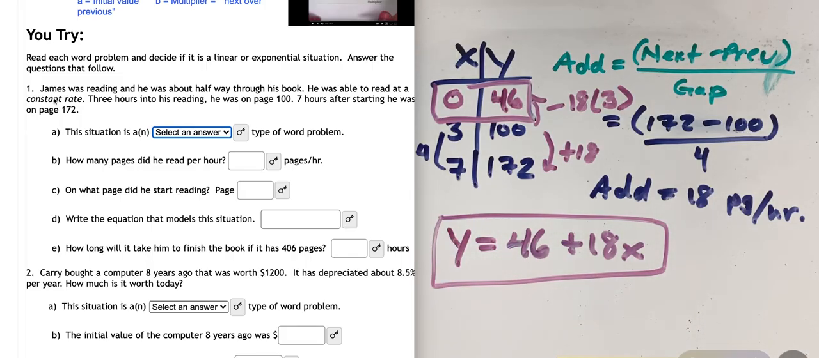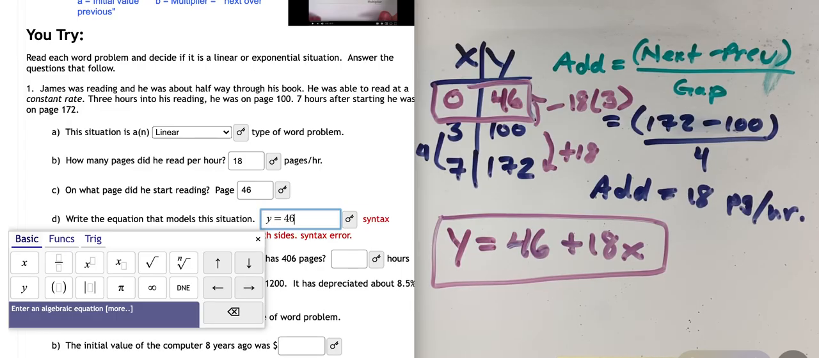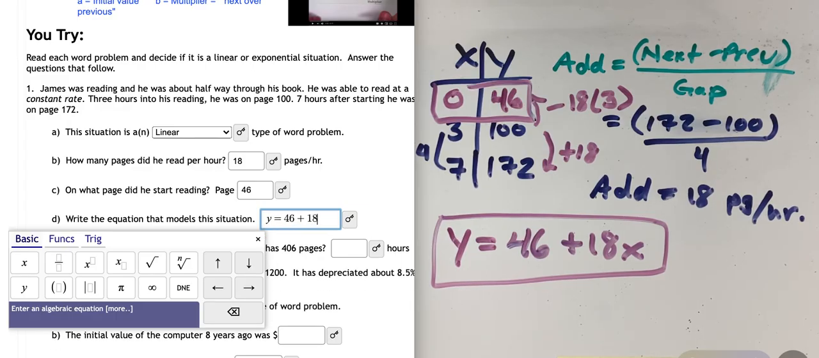Now, the next part it's going to ask you in the word problem is to fill all this information in. First of all, it said constant rate, so we're going to choose linear. The rate, how many pages did he read per hour? That was 18. Then it said, what did he start at? We worked our way backwards to 46. And then we wrote the equation, y equals, started on 46, added 18 per hour, or times per x, okay?